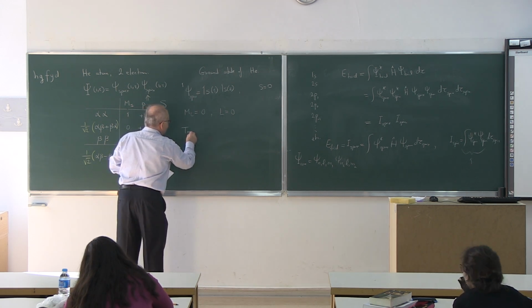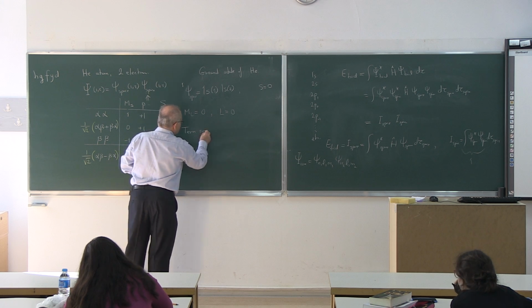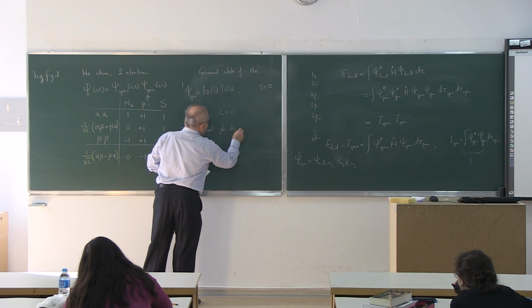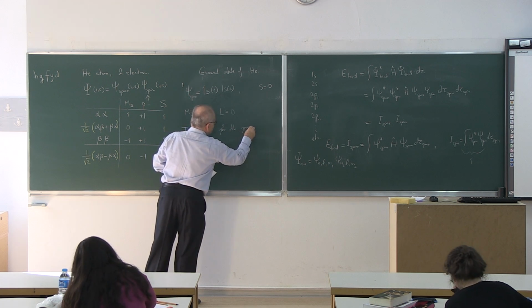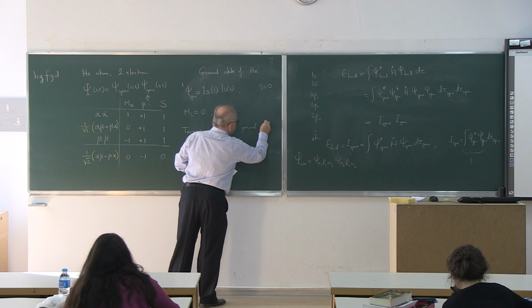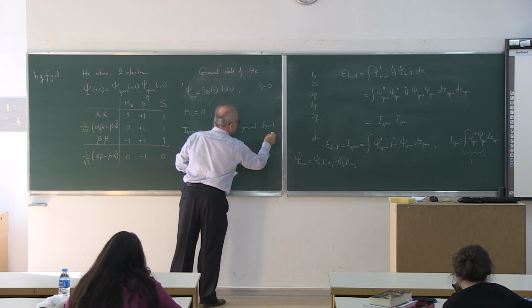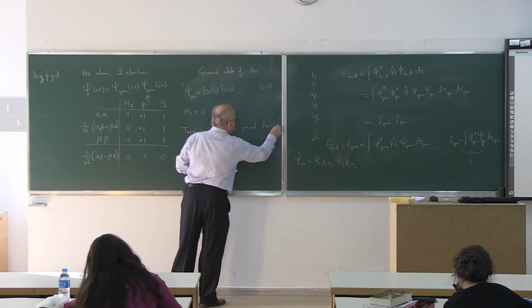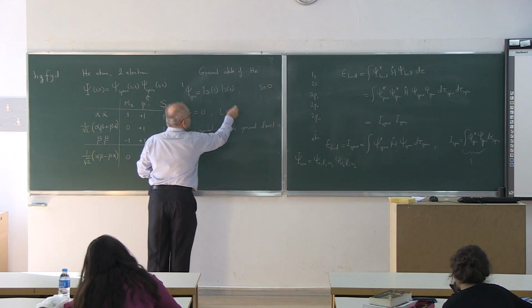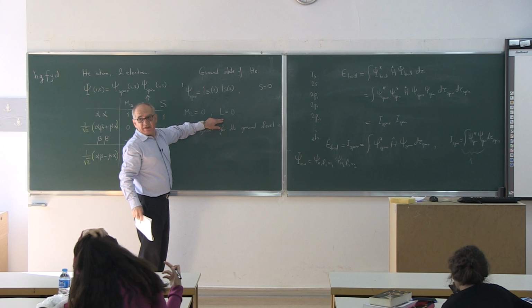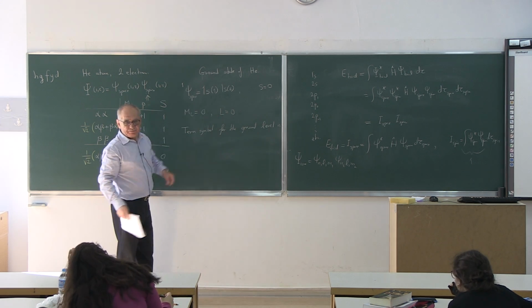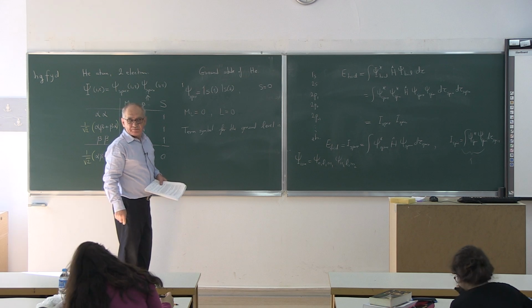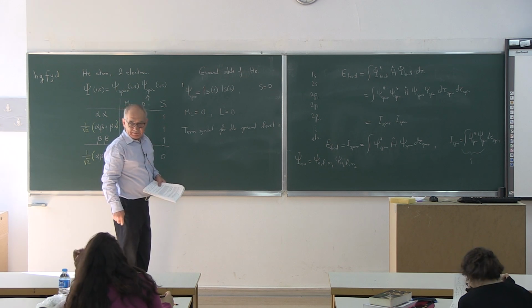Now the term symbol for the ground level is L equals 0. What is the letter code for 0? It is S.